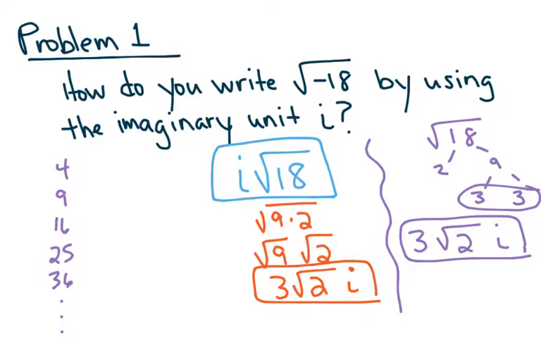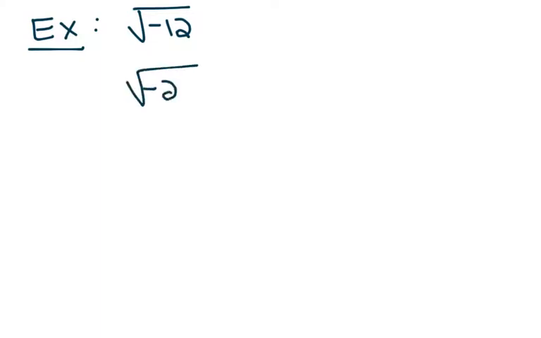What I would like you to do now is on your own, I would like you to try to simplify the square root of 12, the square root of -25, and the square root of -7.